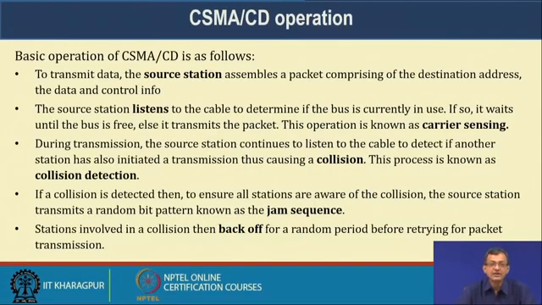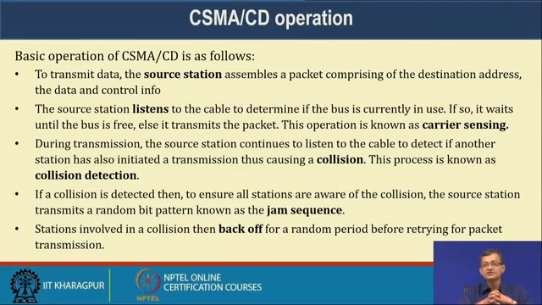If we look at the basic operation to transmit data, the source station assembles a packet comprising the destination address, the data and the control information at the layer 2 level. The source station listens to the cable, or transmission media, to determine if the bus is currently in use or not. If so, it waits until the bus is free, else it transmits the packet.